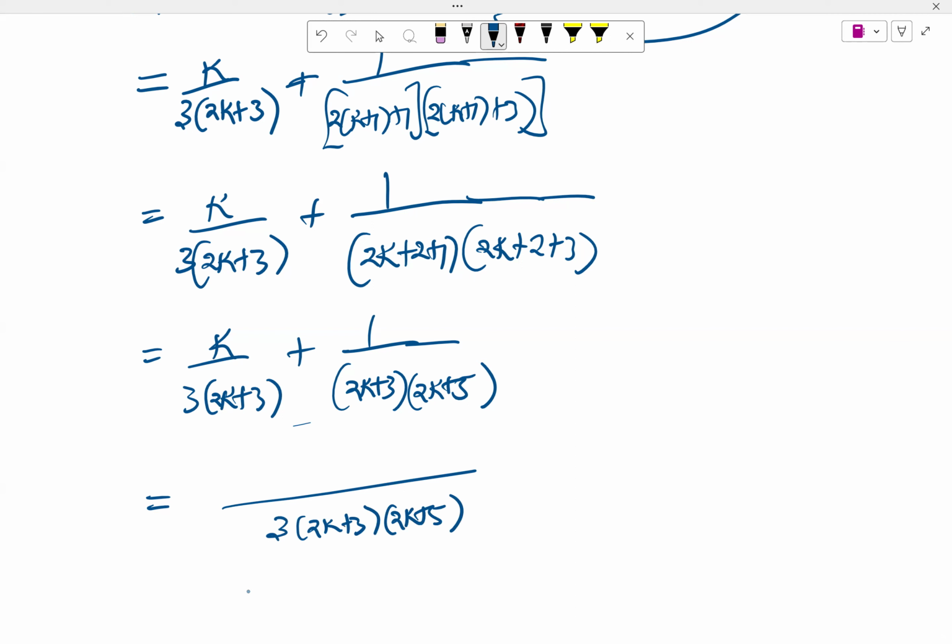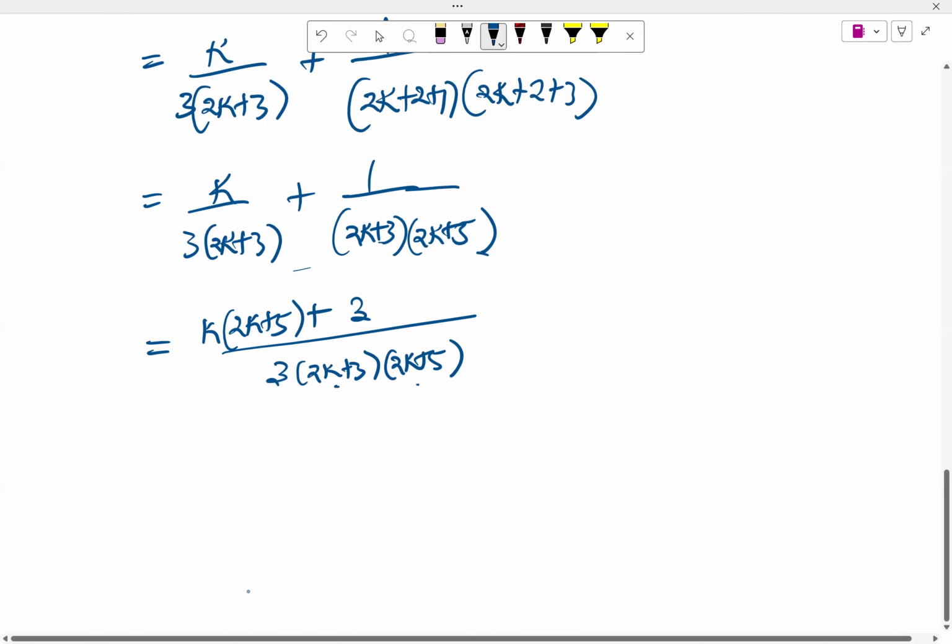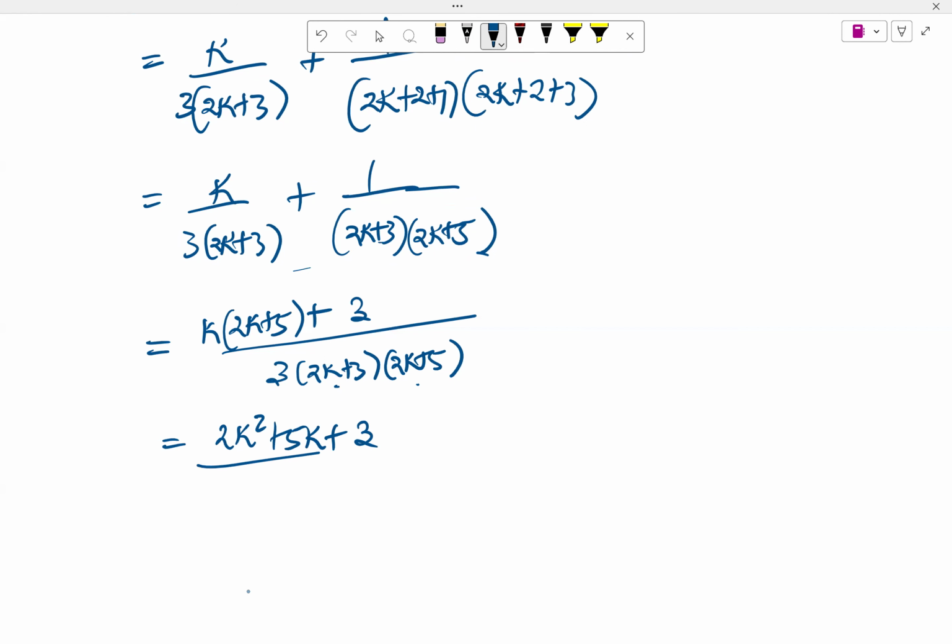So 3(2k + 3) goes there. You have k now times (2k + 5), plus 1. All this will cancel, so you just have 3. This and this will go here, so you have 3 times 1, 3. And then we keep going. We have 2k squared plus 5k plus 3 all over 3(2k + 3)(2k + 5).